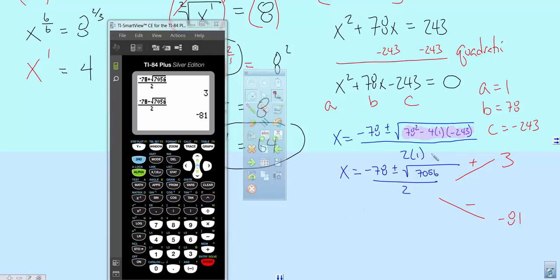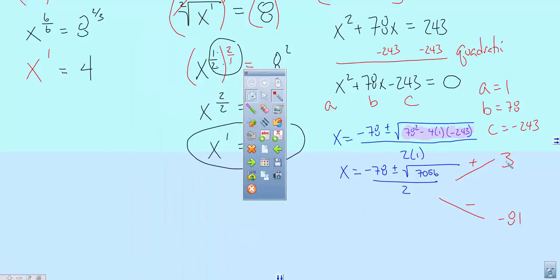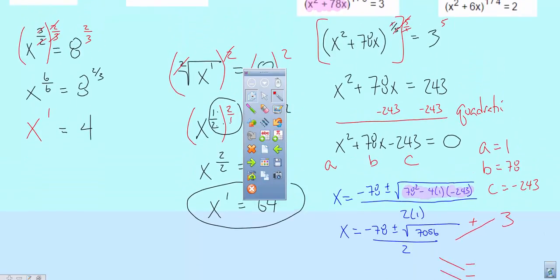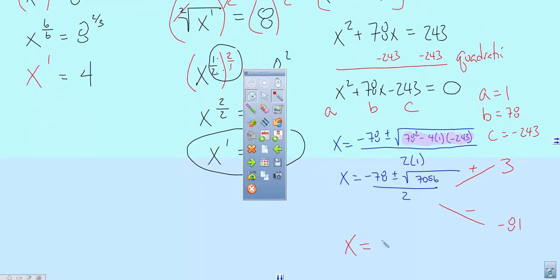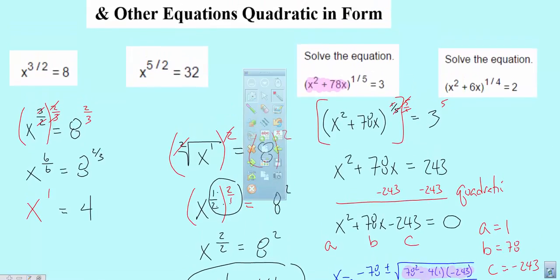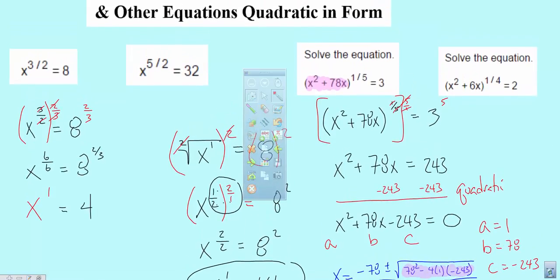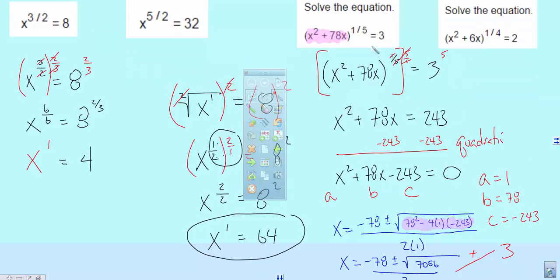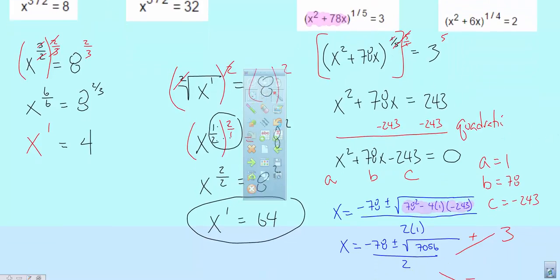So what does that mean? That means in relationship to the conversation, I know that my x could be equal to 3, or my x could be equal to negative 81. Those are the two numbers that make my equation true. All right, so that's how I'd solve if I had a rational exponent in my equation.